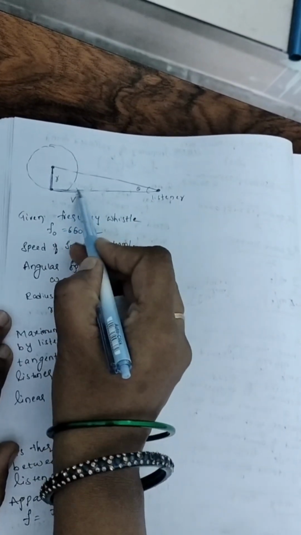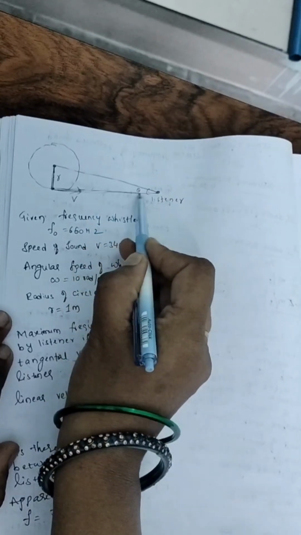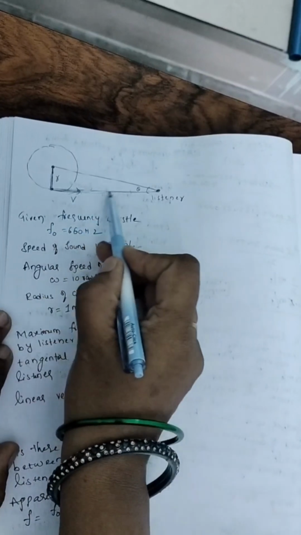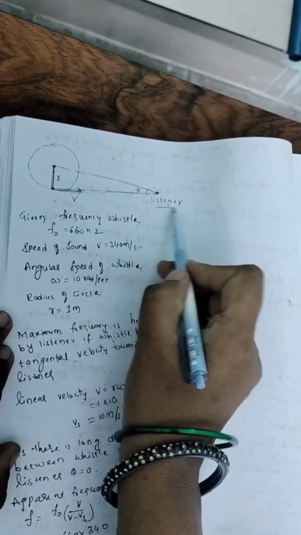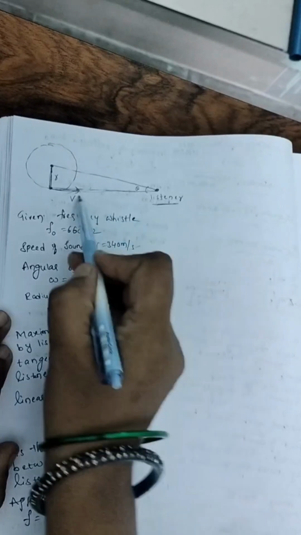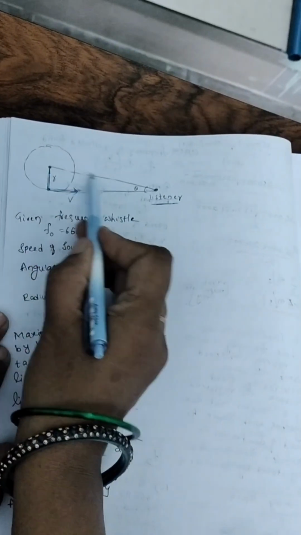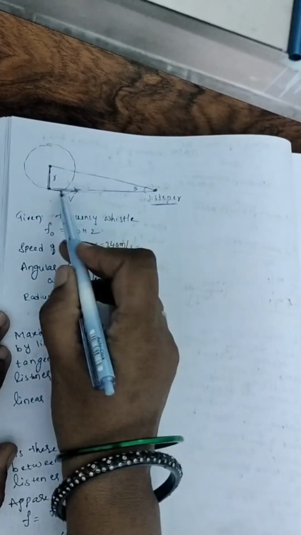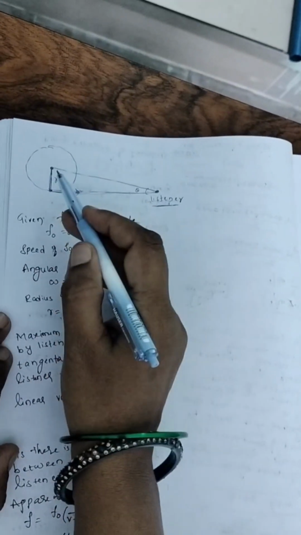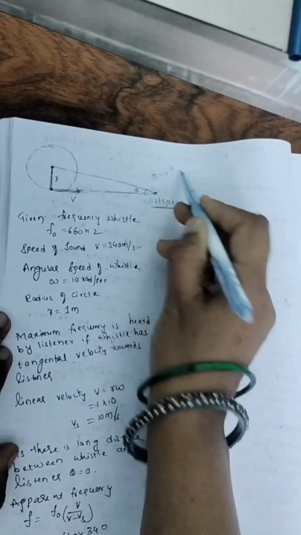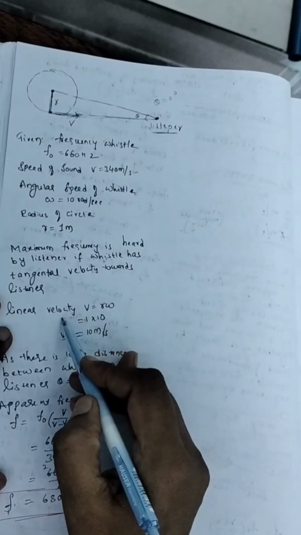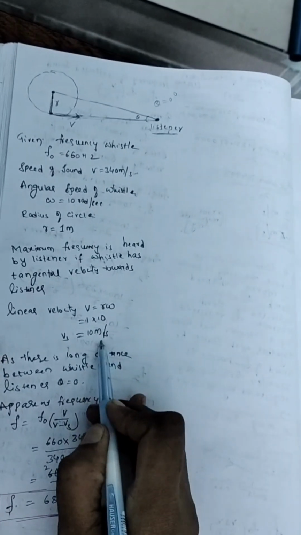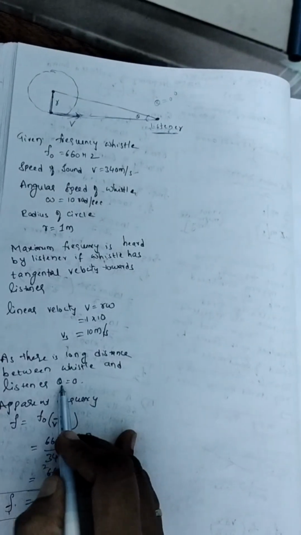If we draw a tangent along this circular path and the whistle moves along it towards the listener, the listener hears the maximum frequency. In the opposite direction, the minimum. Another thing he said is that the listener is very far from this circular path, so theta becomes 0. The linear velocity V equals R omega, with R 1 meter and omega 10, so Vs is equal to 10 meters per second. As it is a long distance, theta becomes 0.